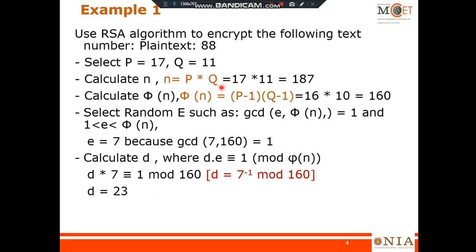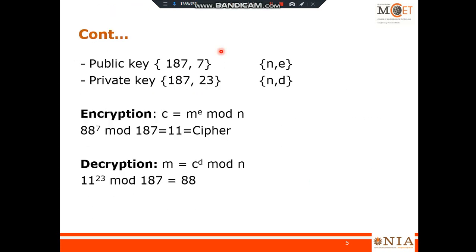The given plain text is 88. You are supposed to calculate the cipher text for the plain text. You are going to perform encryption. Your public key will be (187, 7), and your private key is (187, 23). So you have your E and D values finalized. Now your job is to perform encryption. C is your ciphertext, which is equal to message power E mod n.